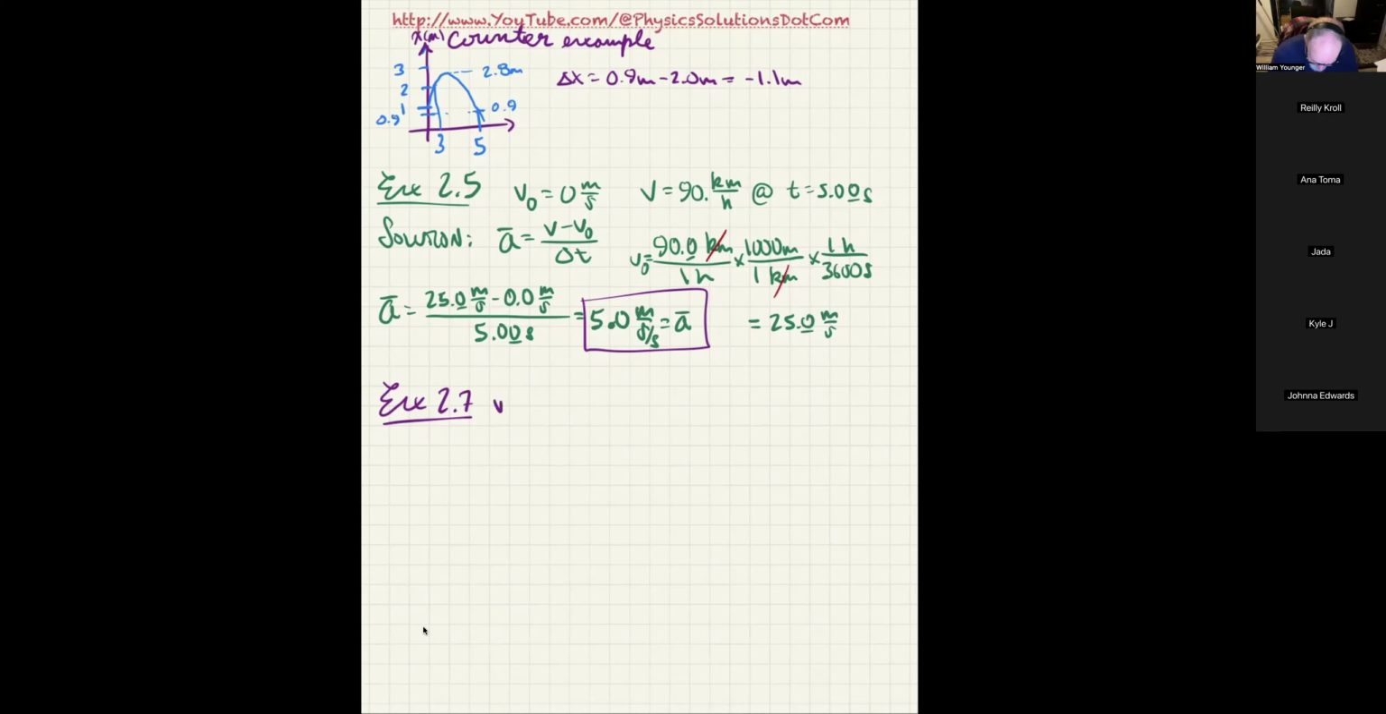So what we have is v1 is equal to 15.0 meters per second at t equals 0 seconds, and v2 is equal to 5.0 meters per second at 5.0 seconds. What they want to know is what is the car's average acceleration? a bar is equal to question mark.